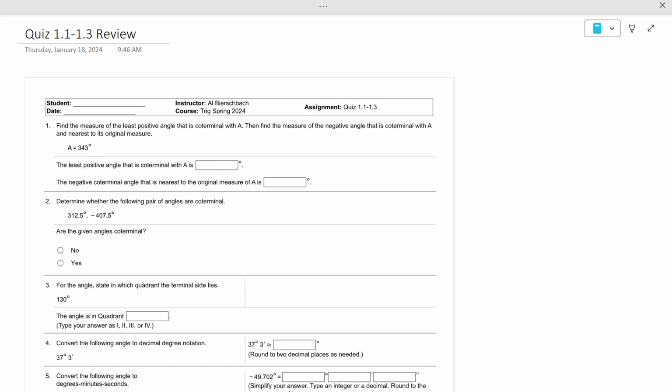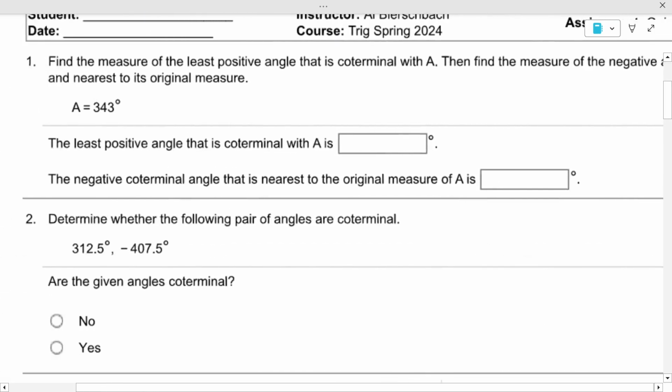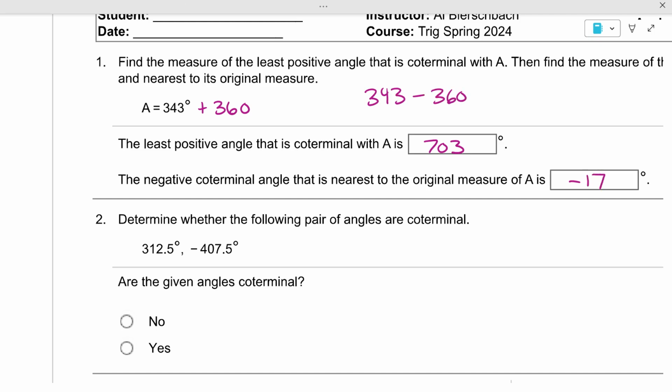All right, number one, coterminal angles. Coterminal angles are how far apart? 360. Let me zoom in for you blind people. So, coterminal angles are 360 apart, so we add 360 to this. So we get 703. And then we take 343 minus 360, and we get negative 17. Are we good with that?